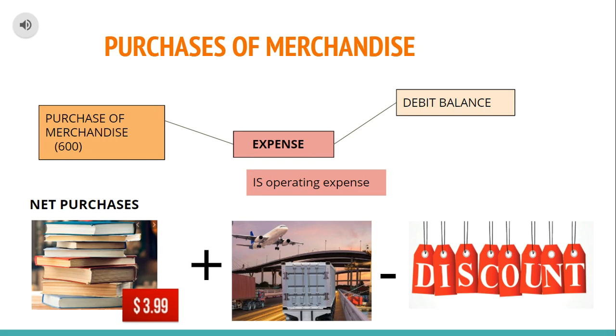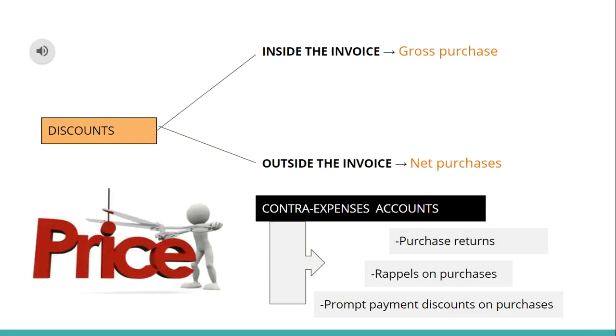The initial valuation of merchandise comes from the ending valuation of merchandise from the prior period. The beginning inventory is a current asset, so it has a debit balance. This account shows the amount of beginning inventory during the whole period. There are two types of discounts: the discounts inside the invoice that decrease the cost of gross purchases, and the discounts outside the invoice that decrease the cost of net purchases in the income statement.